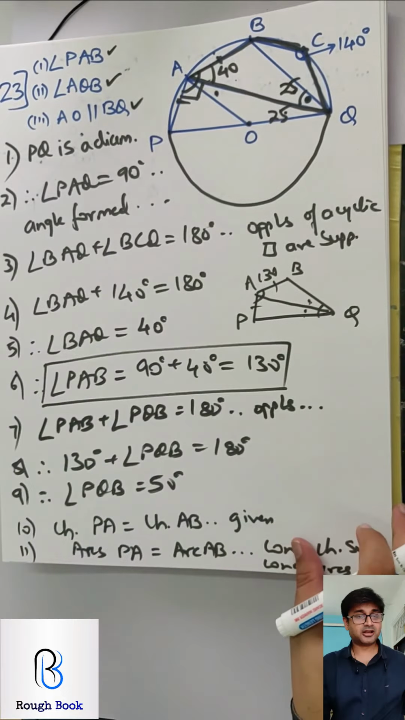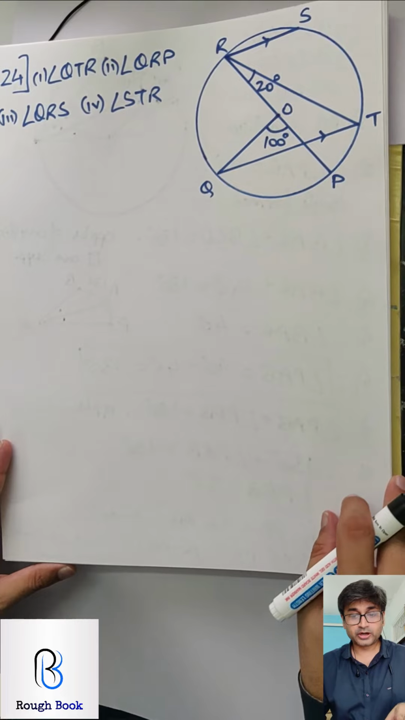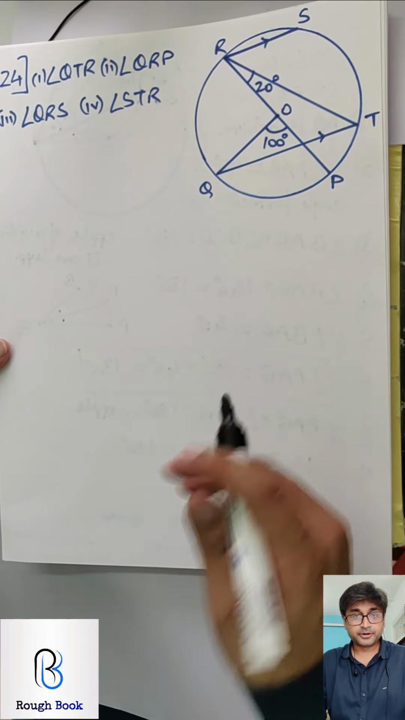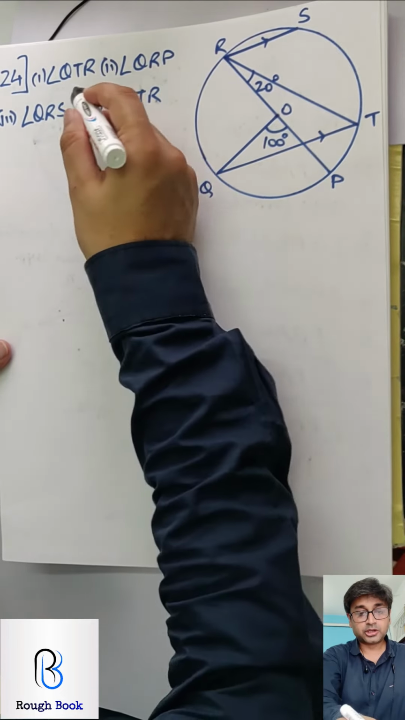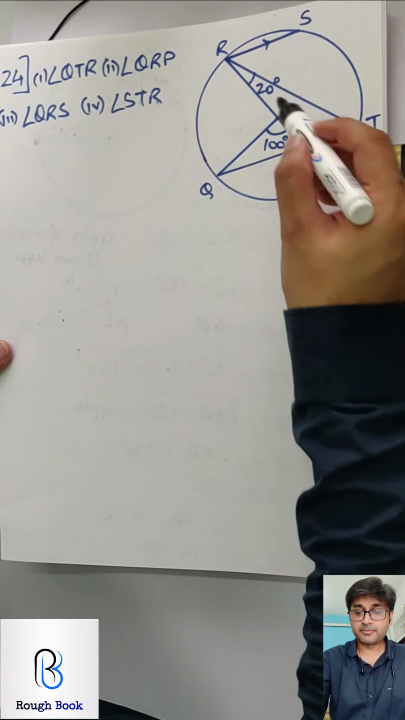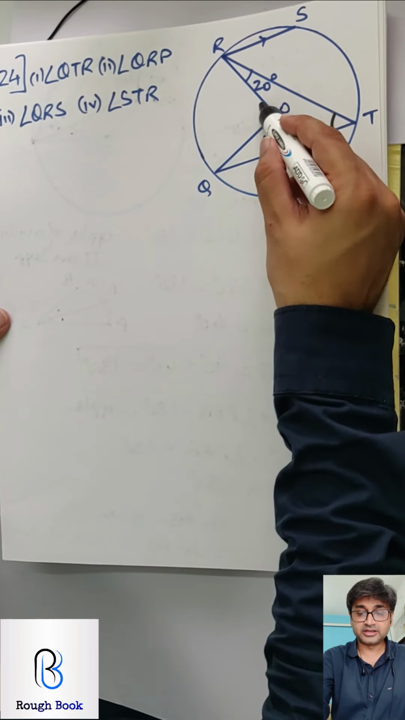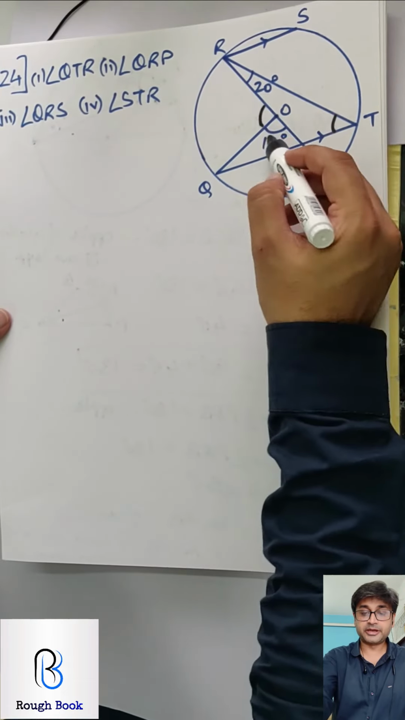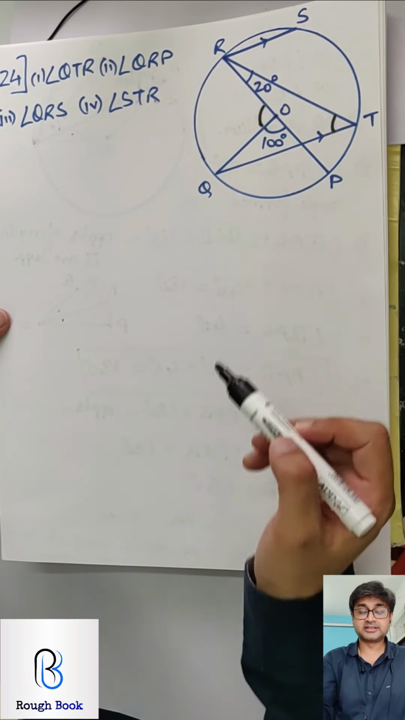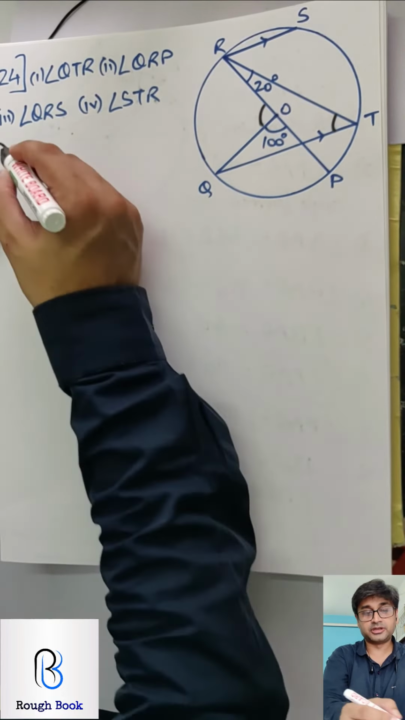Good question. Let's go with the next one, 24. 24 is not that difficult. I'm pretty sure you can manage this. QTR is the first angle we need. These two lines are parallel. This is 20 and this is 100, already given. So to get this one, we'll get this angle, linear pair, and then we can say angle at the center and circumference. Simple. So let's hit the first one, then we'll talk about the next one.